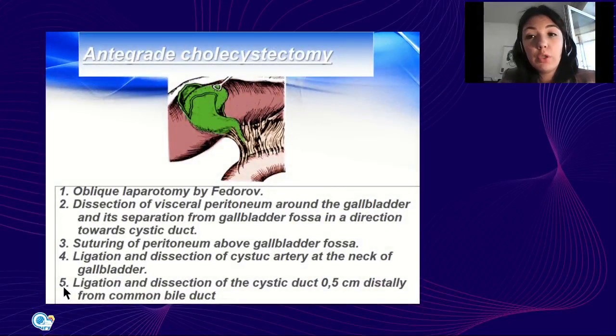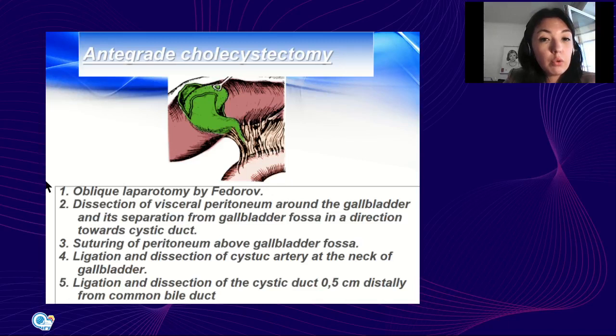So the approach is the same: oblique laparotomy by Fedorov, and then we perform dissection of visceral peritoneum around the gallbladder and its separation from the gallbladder fossa in a direction towards the cystic duct. Then we suture peritoneum above the gallbladder fossa. Then we ligate and dissect the cystic artery at the neck of the gallbladder, and we ligate and dissect the cystic duct 0.5 centimeters distally from the common bile duct.